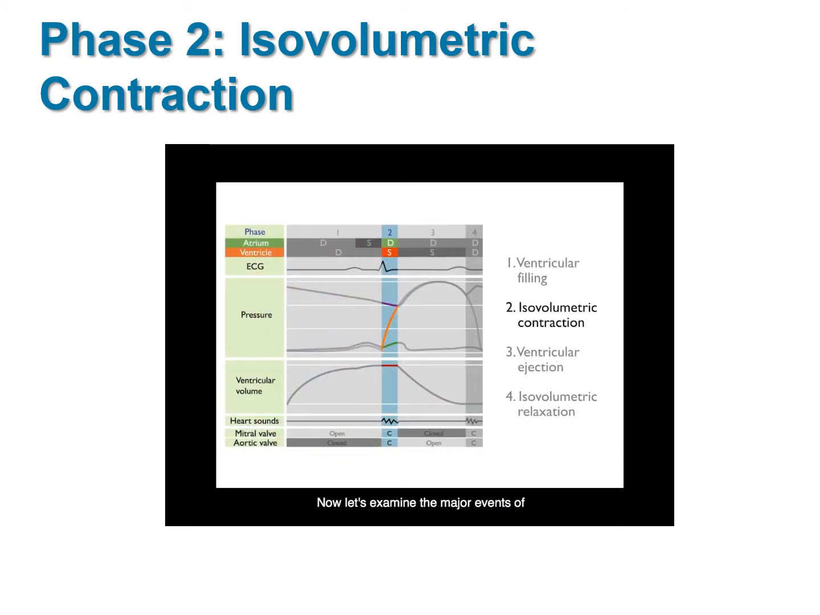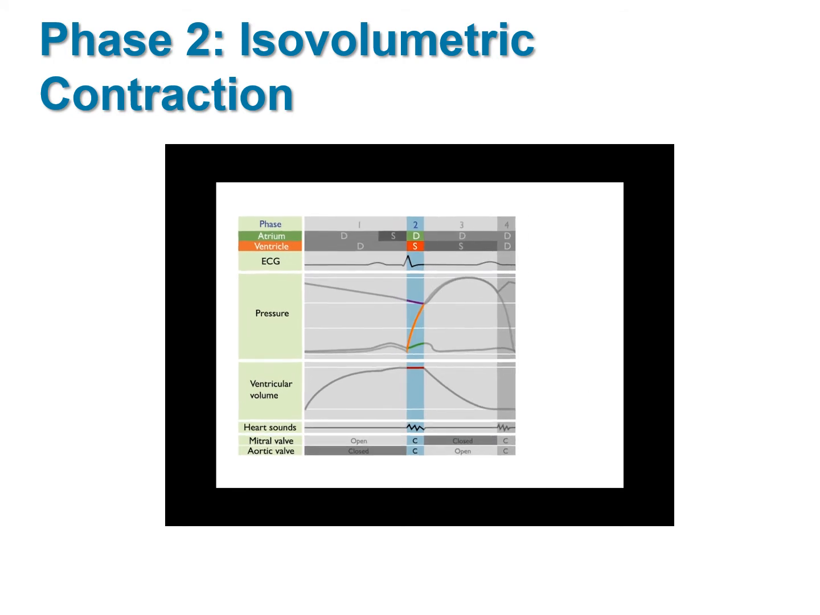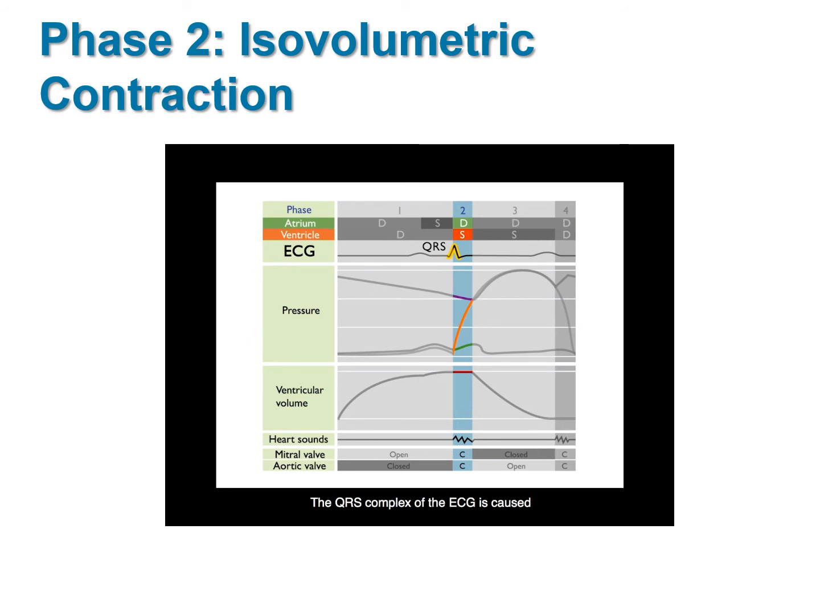Now let's examine the major events of isovolumetric contraction graphically, focusing on the left side of the heart. The QRS complex of the ECG is caused by depolarization of the ventricles. Ventricular depolarization initiates ventricular systole, which starts isovolumetric contraction.